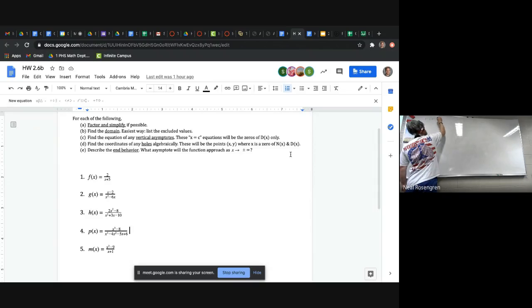All right, looks factored to me, so that's good. So for A, I'm just going to put a check mark because it's done. Okay, B, x cannot equal whatever values would make the denominator 0. Let's do this. Domain.